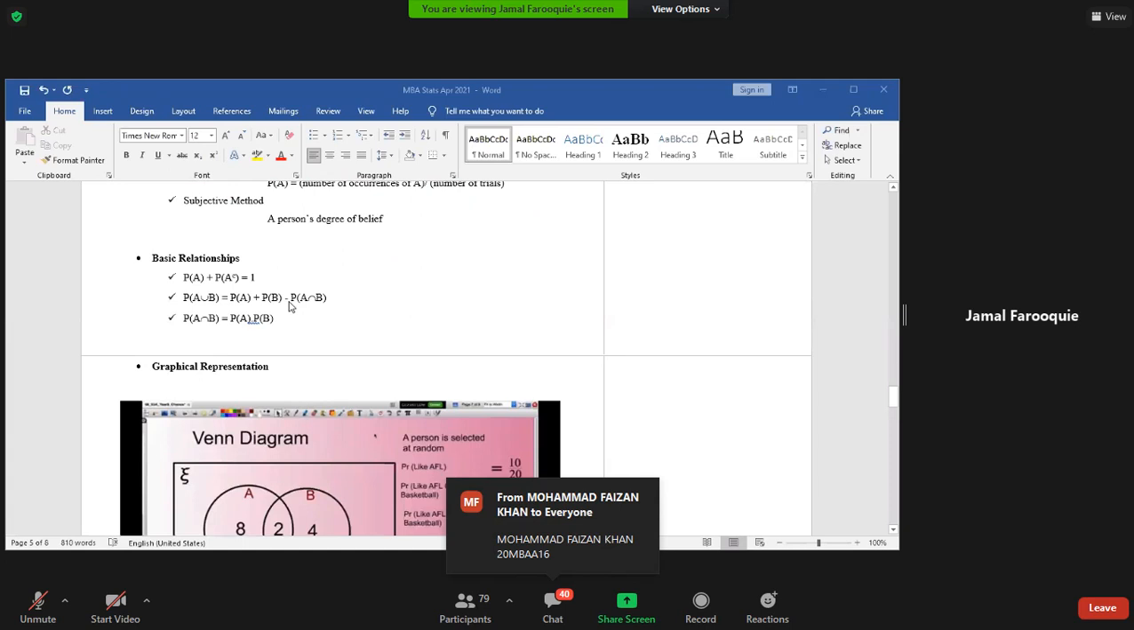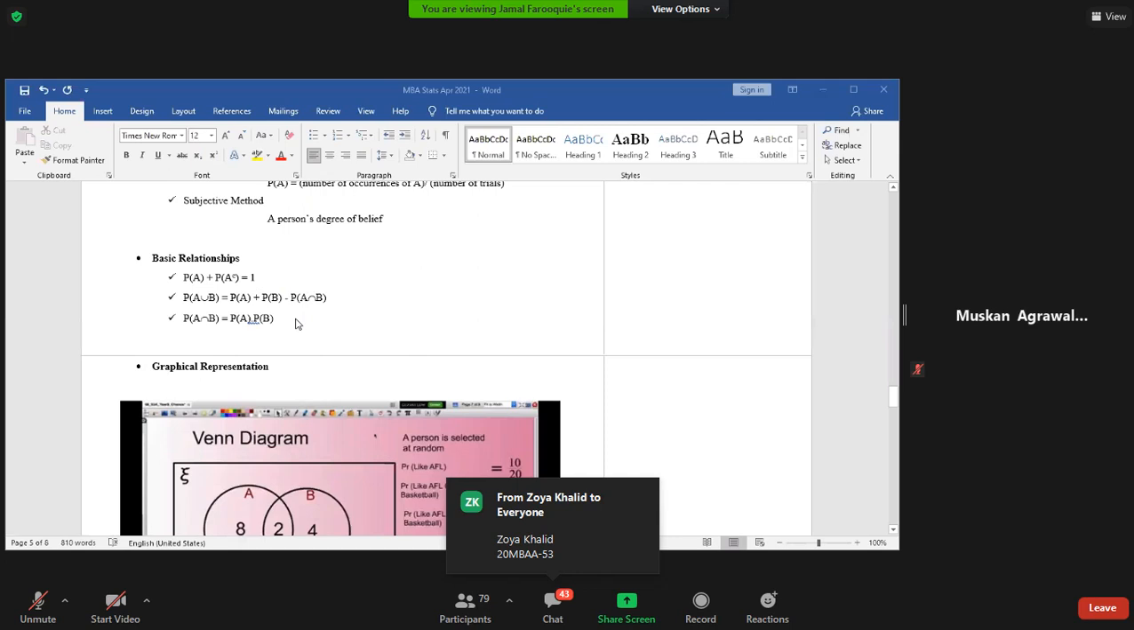And this basic relationship. Okay, so the basic relationships we have discussed, which you should note down also, because we will be using them while solving numerical examples.